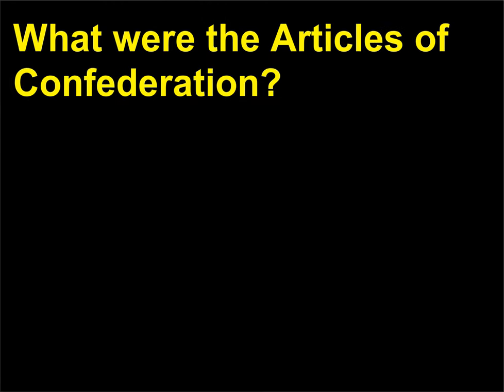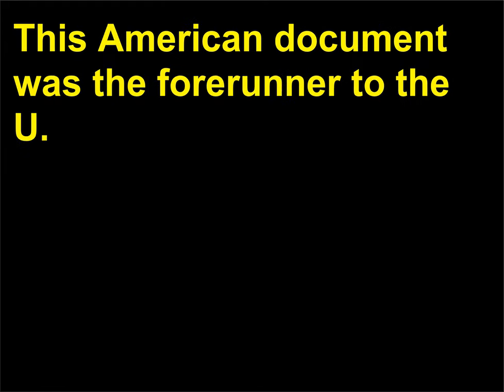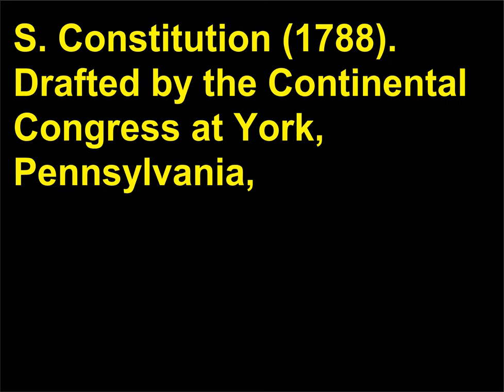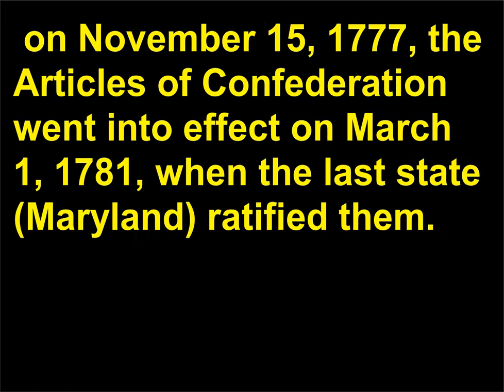What were the Articles of Confederation? This American document was the forerunner to the U.S. Constitution, 1788, drafted by the Continental Congress at York, Pennsylvania, on November 15, 1777. The Articles of Confederation went into effect on March 1, 1781, when the last state, Maryland, ratified them.